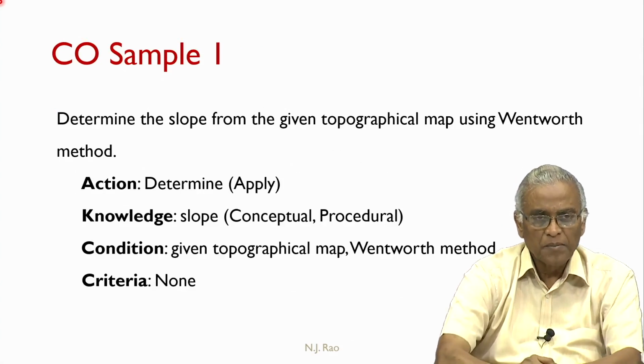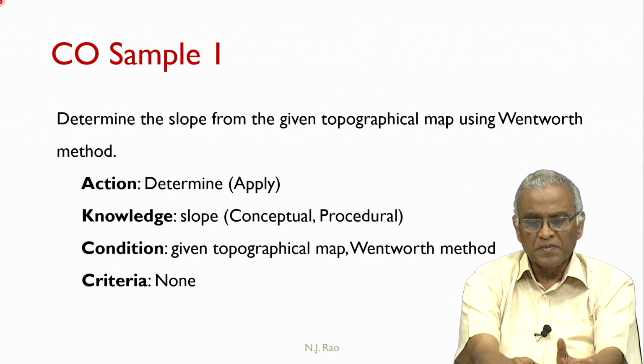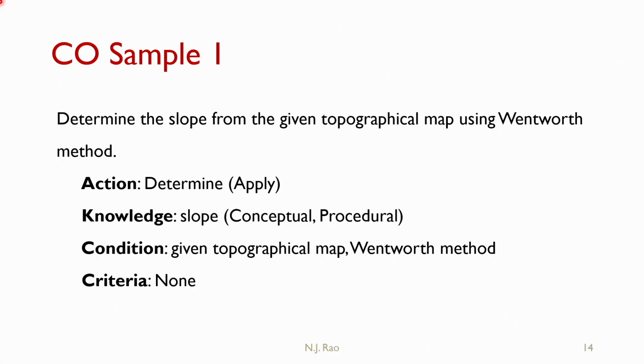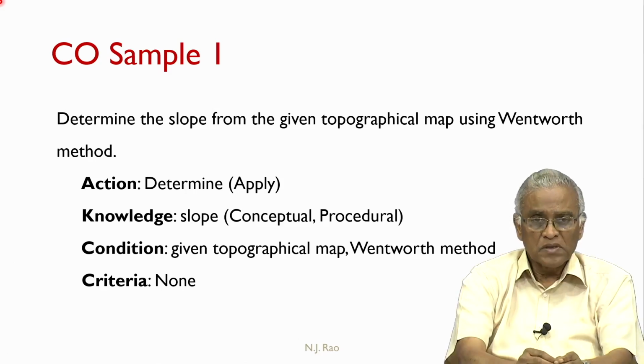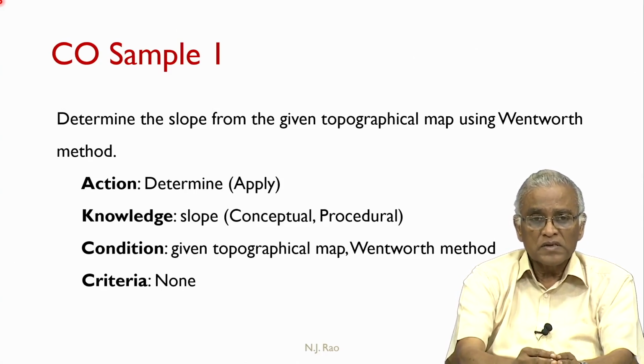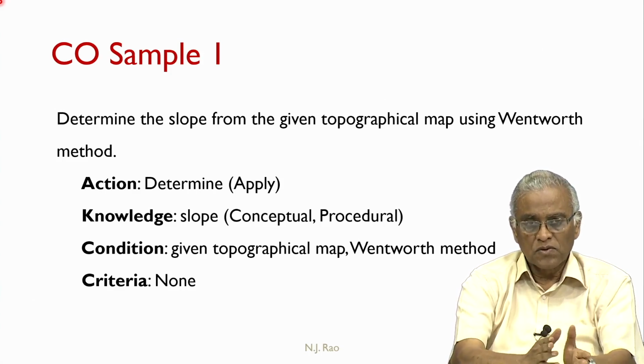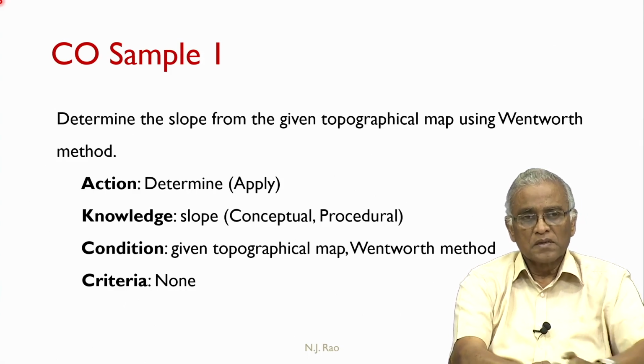Now let us look at some samples. Determine the slope from the given topographical map using Wentworth method. Action is determine. It belongs to apply cognitive process. Knowledge part is slope. It is both a concept as well as there is a procedure associated with that. And what is the condition? You have to do it from a given topographical map, and that too you have to use Wentworth method. You have to determine the slope. We have not put any criteria for that. Okay. So, these are the elements of this sample.